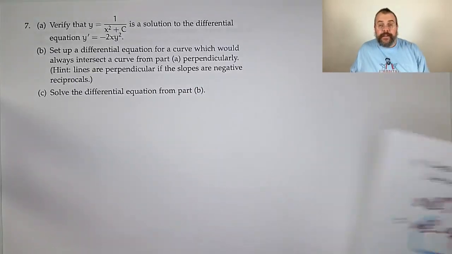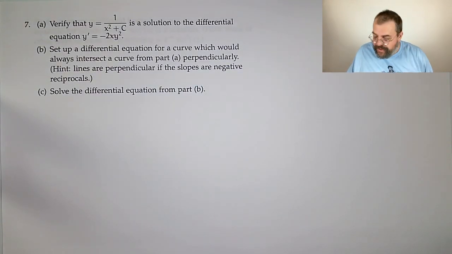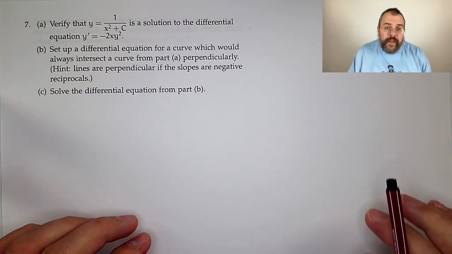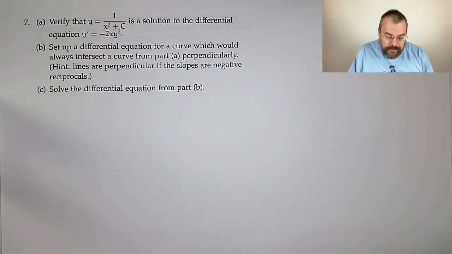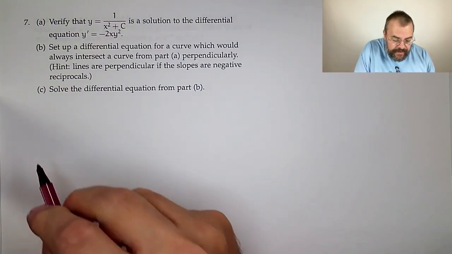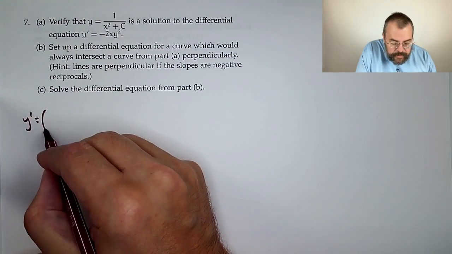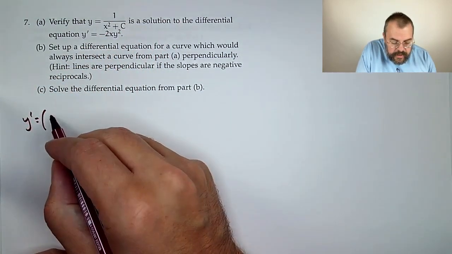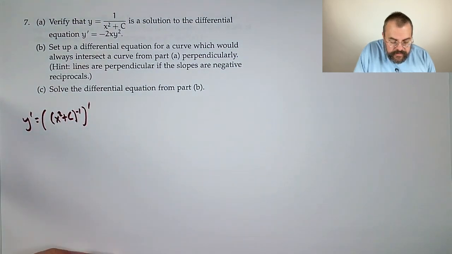Okay, number 7. Ooh, another problem where we have to verify. Okay, so verify that y equals 1 over x squared plus c is a solution to a differential equation. Now, that doesn't look so bad. Okay, so we're going to start with y prime. So we have our function y, that's x squared plus c to the minus 1, taking the derivative.